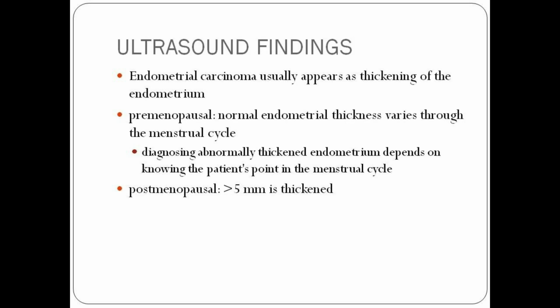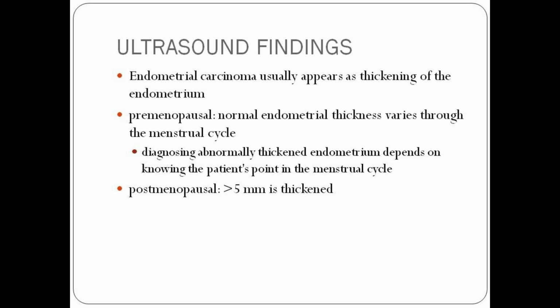Now coming to the ultrasound findings, endometrial carcinoma usually appears as thickening of the endometrium. So we have discussed three things: endometrial CA, endometrial hyperplasia, and endometrial polyp. All these appear as thickening of the endometrium. But the differentiating point is this: endometrial hyperplasia is smooth. In case of endometrial polyp, there is focal thickening. Exceptions are always there, but I am talking about the routine points.